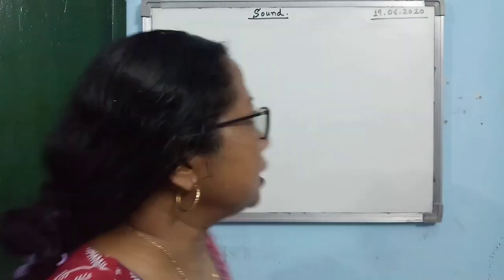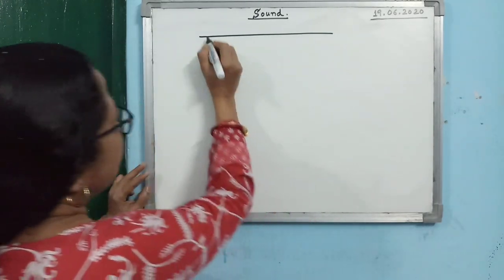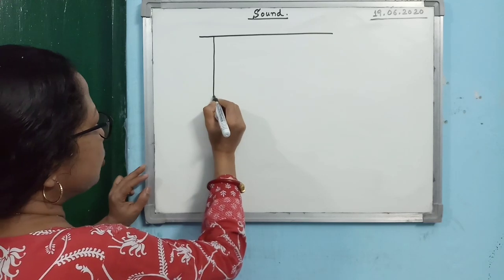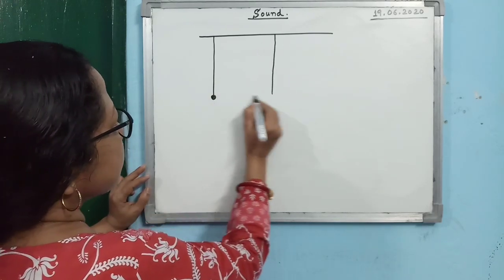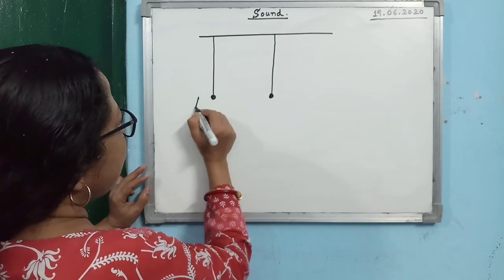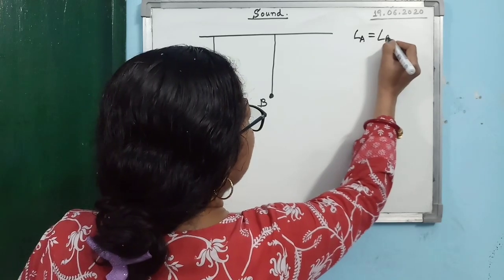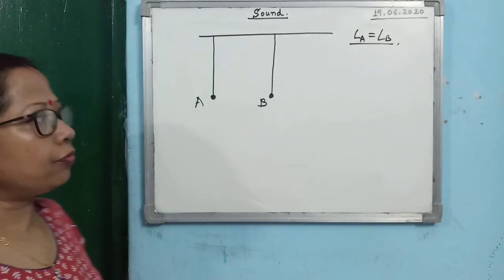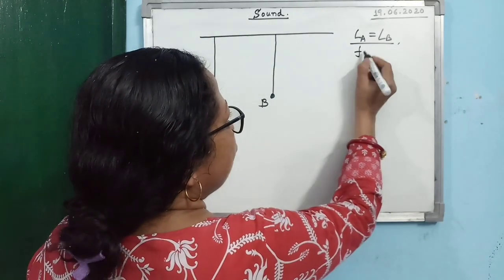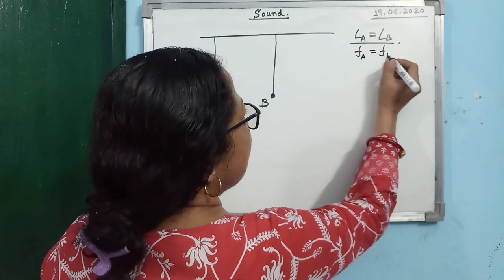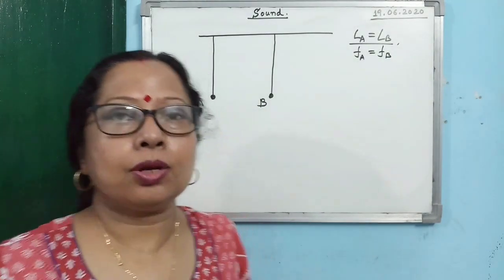Okay. Now consider first this example. Suppose there is a string. From the string you have suspended two pendulums. Let us name them A and B. Here we have taken the length of A and the length of B equal. Effective length of A and effective length of B are equal. So if the effective lengths are equal, then what will happen? Frequency of A and frequency of B should be equal.